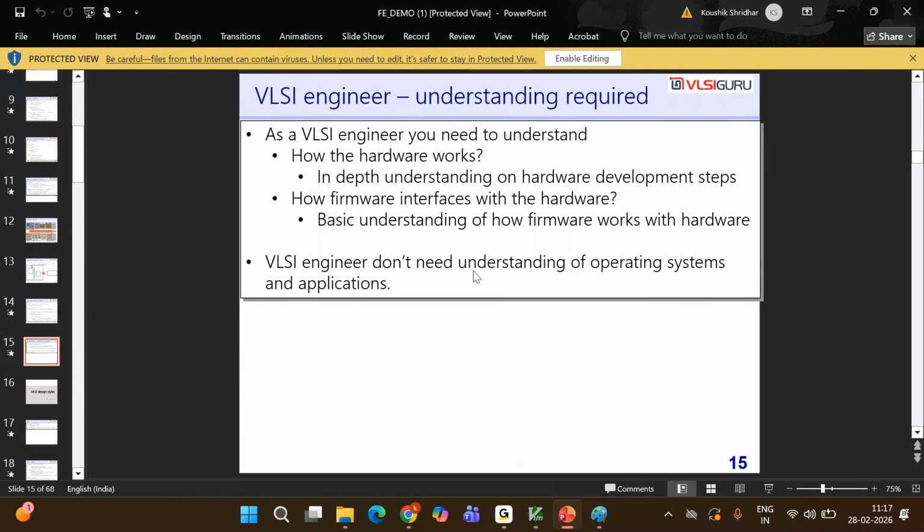A VLSI engineer doesn't need an understanding of operating systems and applications. You don't need to worry about Windows operating system understanding and all, meaning how to develop that code. All those things you don't need to worry about, because it's not a VLSI engineer's role. So I hope things are clear here.